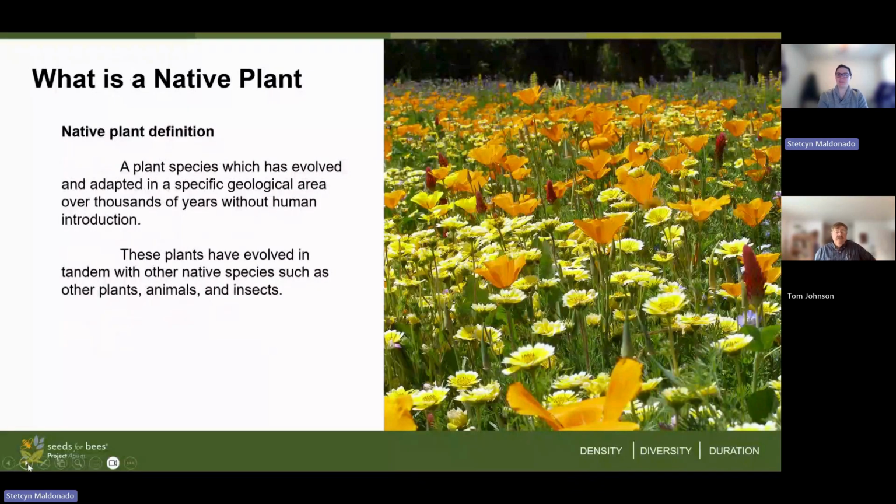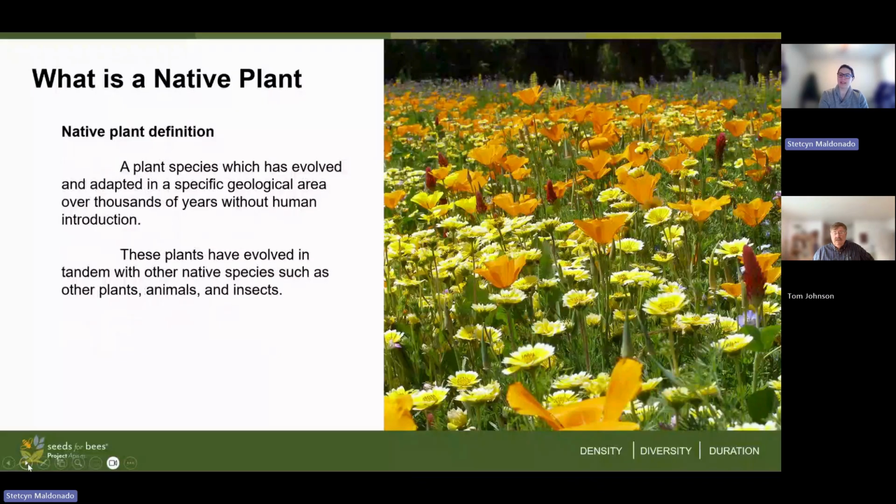So here we have what is a native plant, just so that as we continue to talk, we have an idea of a shared definition. I assembled this from a variety of definitions I found online: a native plant is a plant species which has evolved and adapted in a specific geological area over thousands of years without human introduction. Another factor is that these plants have evolved or co-evolved with other native species, such as other plants, animals, and insects. In this picture, the California poppies are the natives.